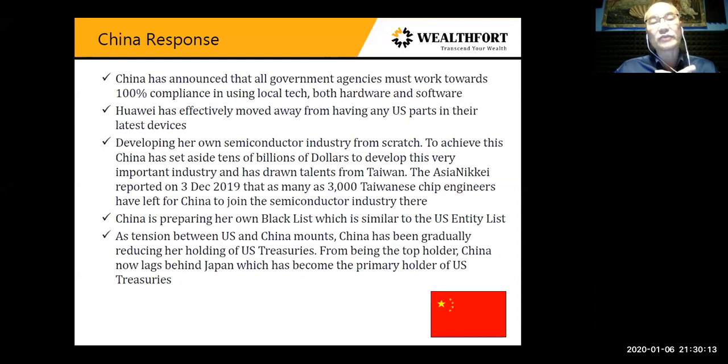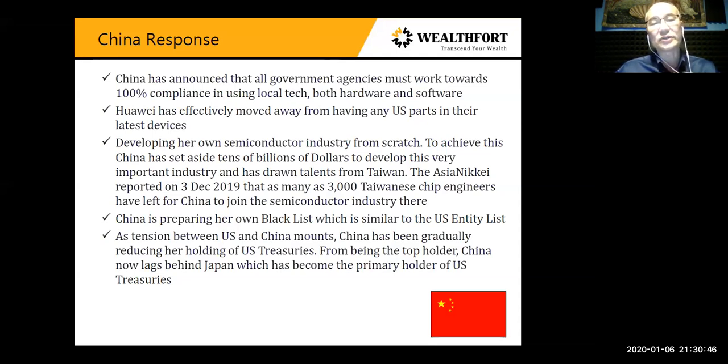The Asian Nikkei reported on 3rd of December that as many as 3,000 Taiwanese chip engineers have left for China to join the semiconductor industry there. This is what China is doing, attracting talents, and China is actually willing to pay a lot. I read that it was about 2 to 3 times more than they earn in Taiwan. So China is preparing her own blacklist, similar to the US entity list, in preparation that should the trade war worsen, China will also ban certain US companies.